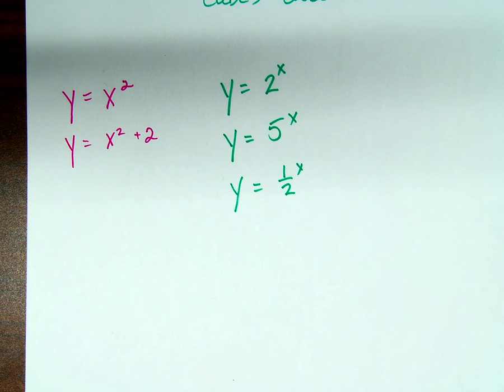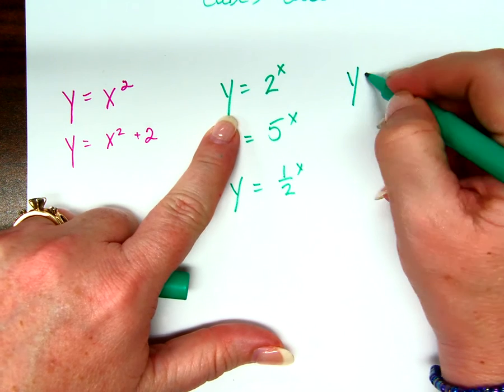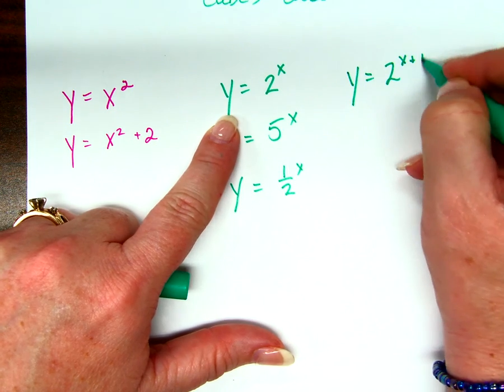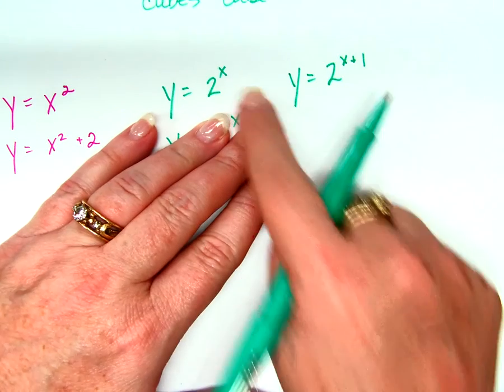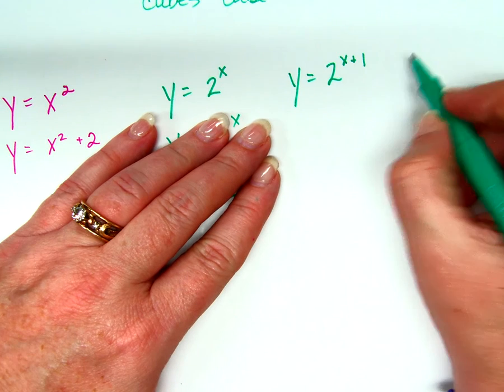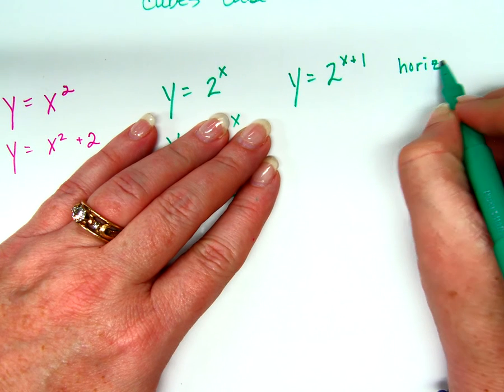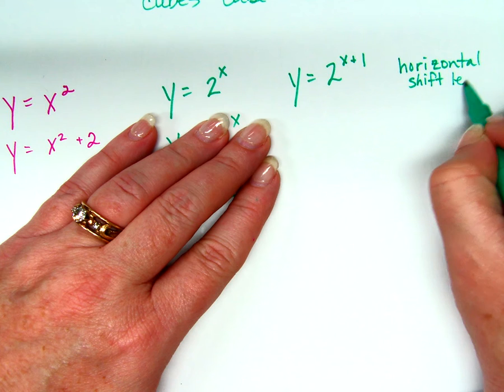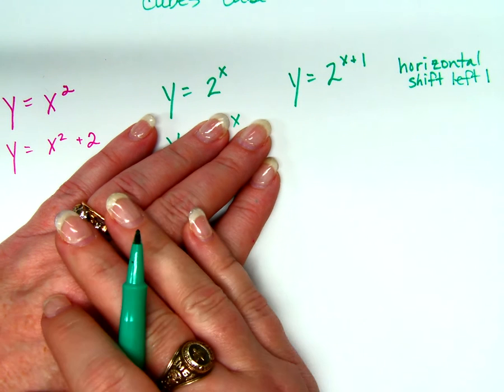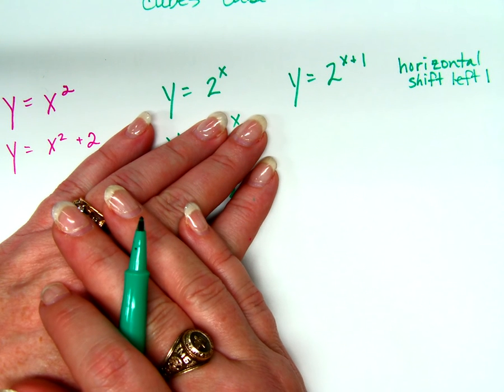Yes, ma'am. So inside is probably in the exponent, is what she said. Do you agree with her? I do, if that helps. Okay? So if I say y equals 2 to the x plus 1, where does this move compared to its parent? So horizontal shift left 1. Got it?